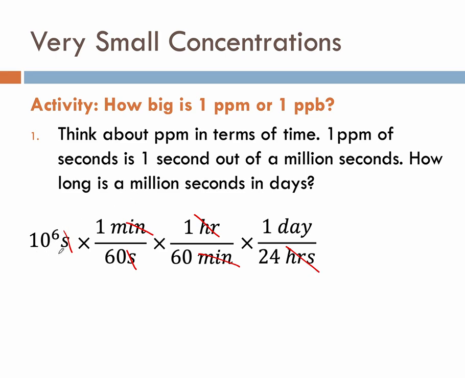So we'll do 10 to the 6, which is a million seconds, multiplied by 1 minute over 60 seconds, multiplied by 1 over 60, multiplied by 1 over 24. And what I get is 11.6, and the only unit that I have left here is days, right? So that's the unit that I put here, days. All right, let's think about what this means. If 1 million seconds is 11.6 days, then 1 part per million, one way you can think about it, is it's about the size of 1 second out of 11.6 days worth of seconds.